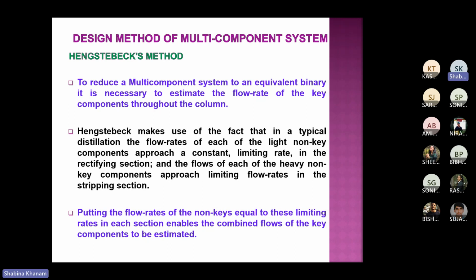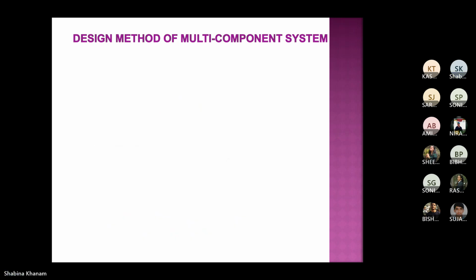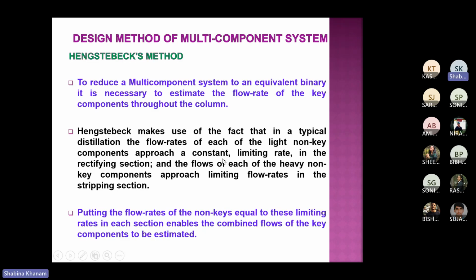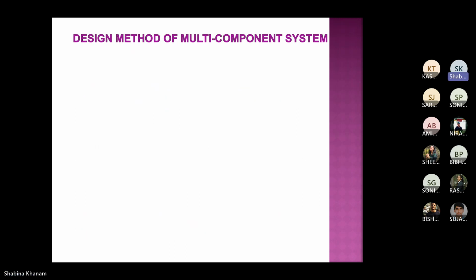What you are considering is that separation is occurring between key components only. One is light, another is heavy. I hope you are getting my point. If some confusion is there, please discuss. So the next step is how to find the limiting flow rates of non-keys. Before that, you need to identify which are the light and heavy keys, so that you can get which are the light non-keys and which are the heavy non-keys.